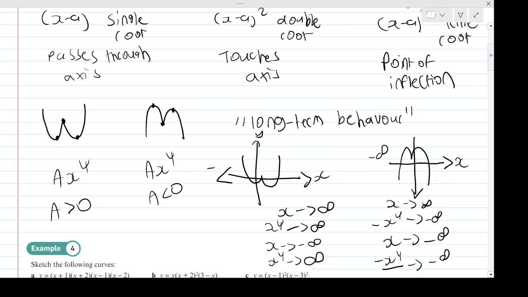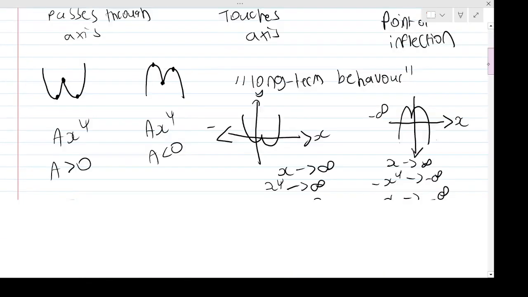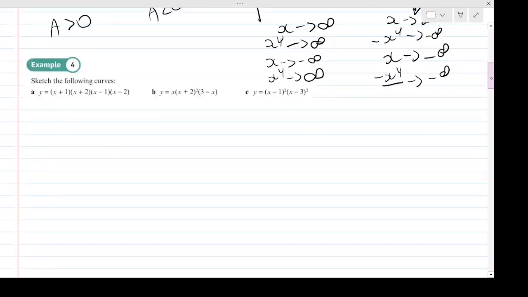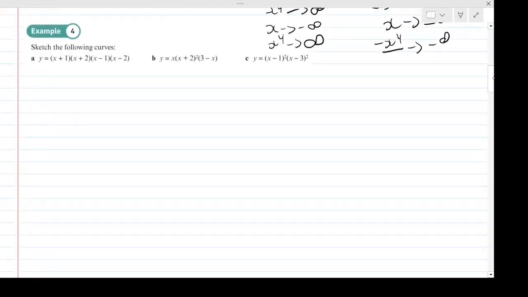Okay, cool. So let's actually jump into some graph sketching. It's basically the same idea as with cubics, by analysing the roots. So part A, we have y is (x plus 1), lots of (x plus 2), lots of (x minus 1)(x minus 2).